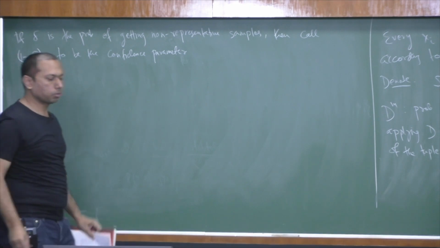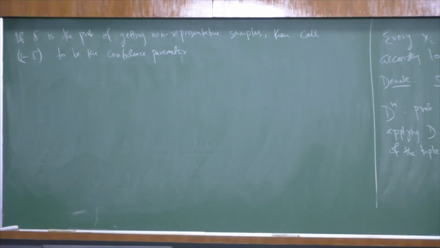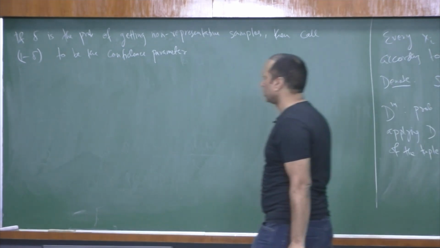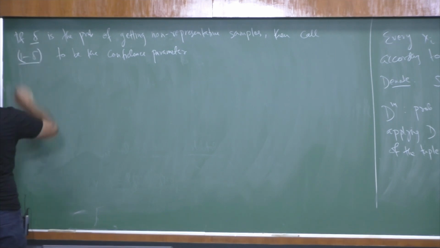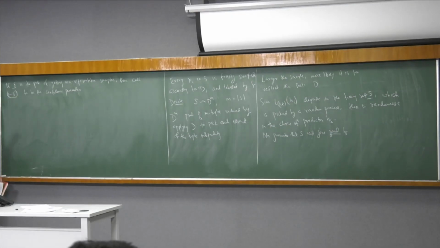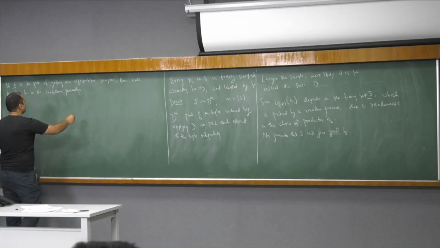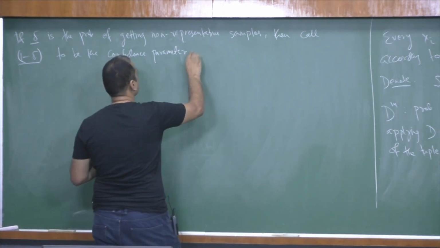When you do hypothesis testing in statistical estimation theory, they have these kinds of things: confidence parameter, confidence interval, but we don't have to know these things. For our purpose it is fine. So if delta is the probability of getting a non-representative sample, then how much confidence I will have is 1 minus delta. So this is the confidence parameter of our prediction.